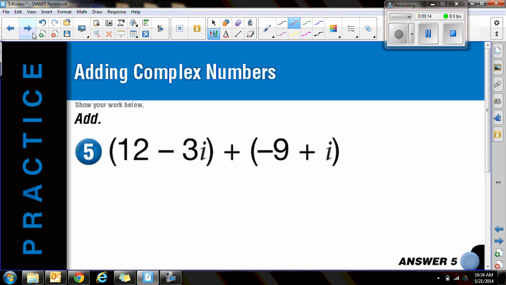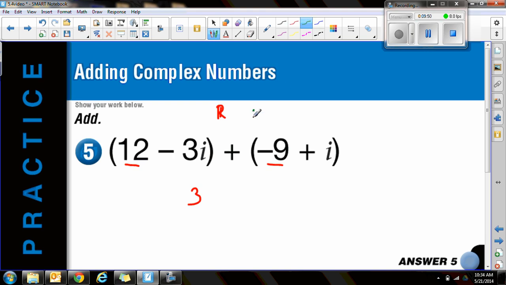Alright, so here we go. Let's do some basic arithmetic with complex numbers. Good news here, this works exactly like you would think it would work. Meaning, if they're asking me to add two complex numbers, 12 minus 3i plus negative 9 plus i, I'm simply going to take my real parts, and I'm going to color code things here. So we're going to call the real parts red, so 12 and negative 9, and I simply add them together. So I go 12 plus negative 9 to get 3.